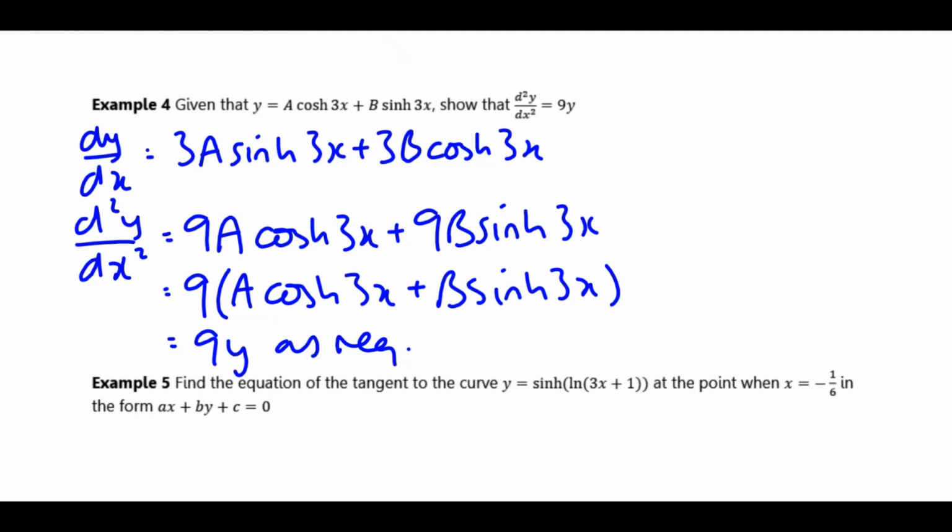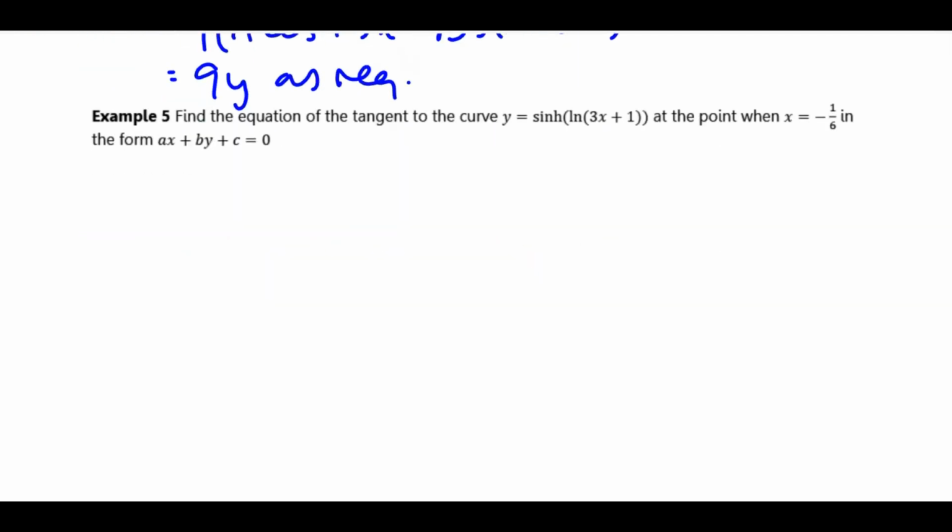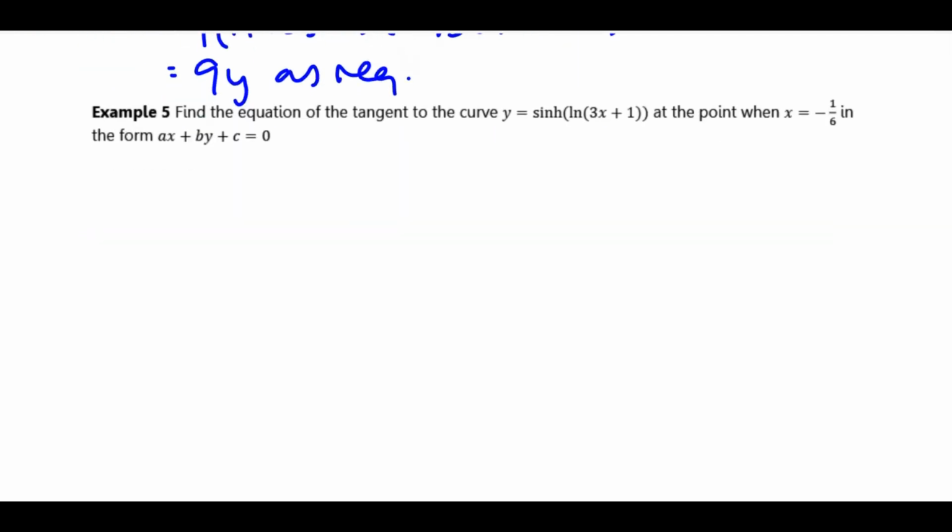You might get asked to work out tangents, normals, stationary points, and stuff, also from A-level maths, but with hyperbolics. So here we're asked to find the equation of the tangent to this curve, sinh of ln of 3x plus 1. There are things you could do with this. So I'm going to do it as it is, but you could simplify this using the exponential definition of sinh and do it that way too. First off, for the tangent, I need the gradient. So I'm going to differentiate this.